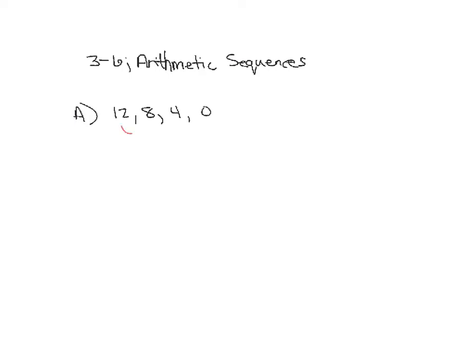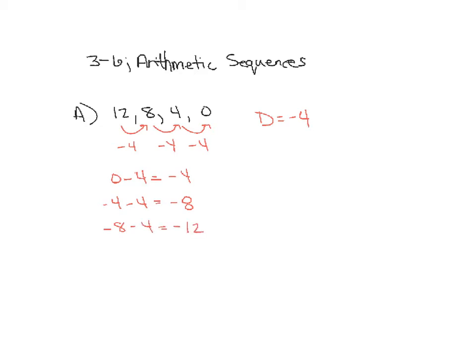Okay, so from 12 to 8, we subtracted 4. From 8 to 4, we subtracted 4. And from 4 to 0, we subtracted 4. So we have a common difference of -4. Then we can take 0 minus 4 and get -4, and then -4 minus 4 and get -8, and then -8 minus 4 and get -12, and those would be our next 3 terms in our sequence if we were going to keep going with that pattern.